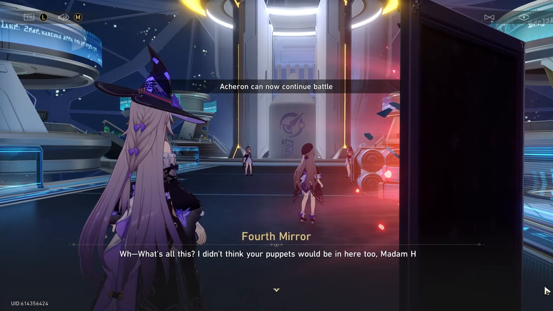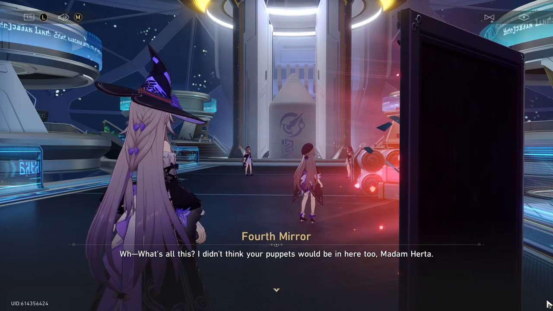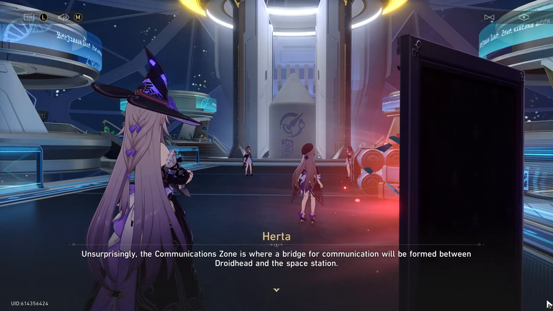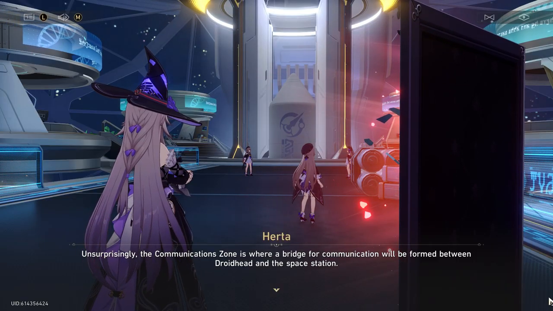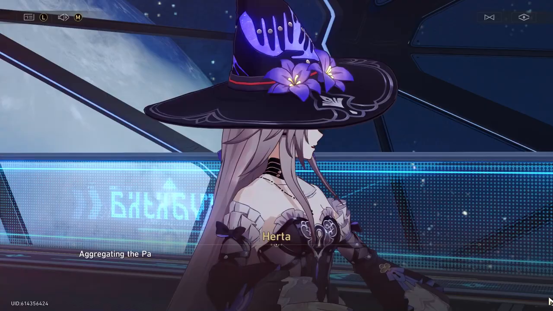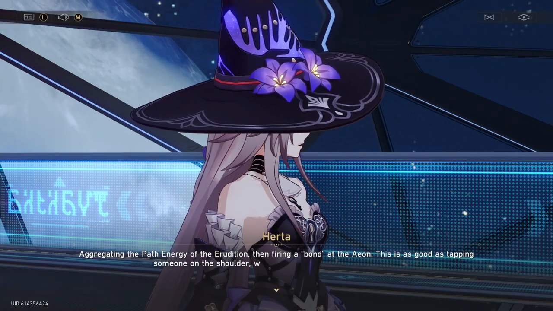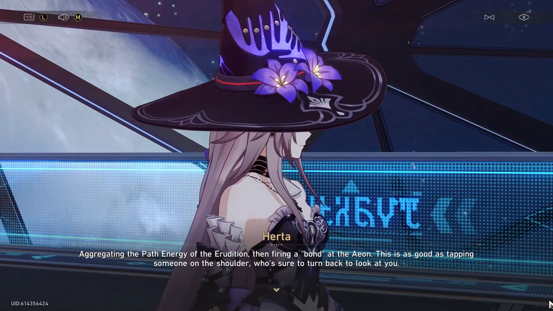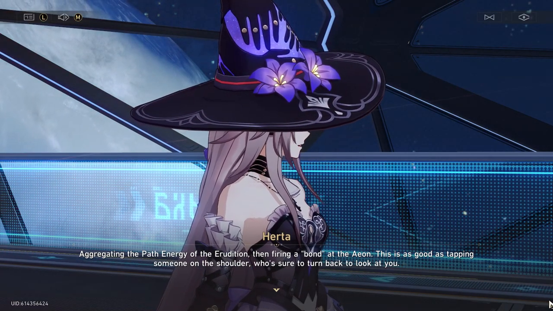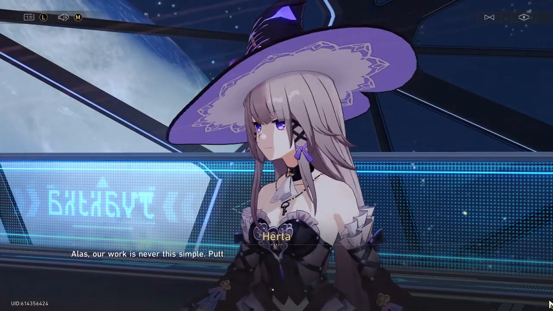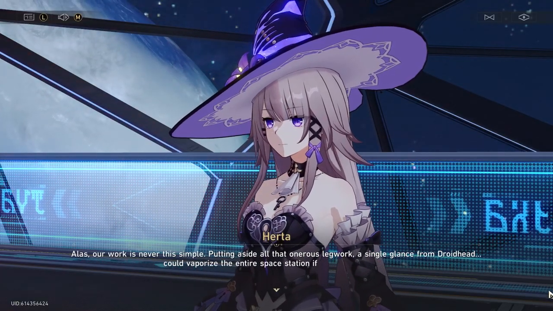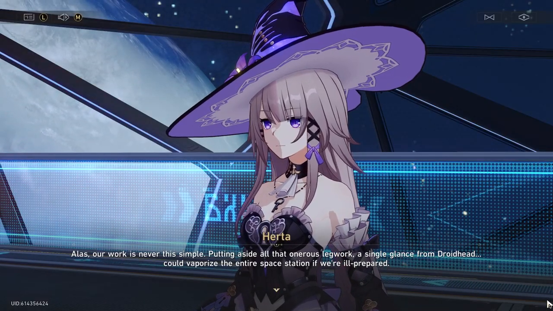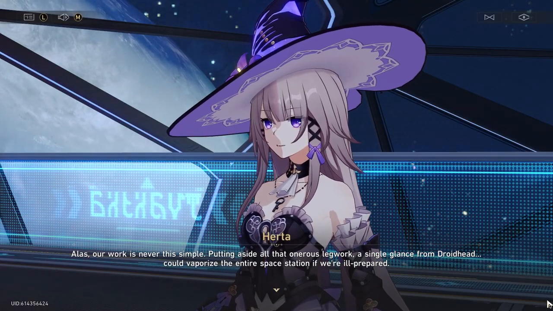What's all this? I didn't think your puppets would be in here too, Madam Herta. Unsurprisingly, the communication zone is where a bridge for communication will be formed between Droidhead and the space station, aggregating the path energy of the erudition, then firing a bond at the Eon. This is as good as tapping someone on the shoulder who's sure to turn back to look at you. Alas, our work is never this simple. Putting aside all that onerous legwork, a single glance from Droidhead could vaporize the entire space station if we're ill-prepared.